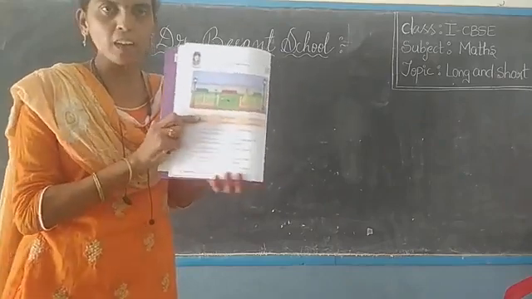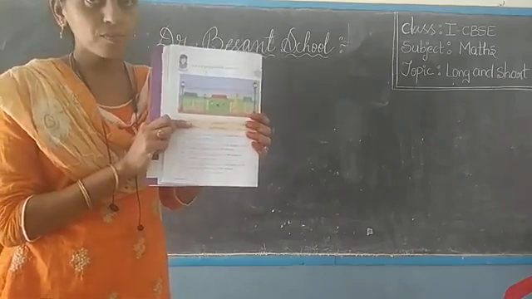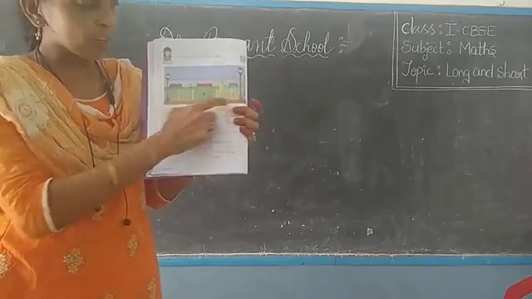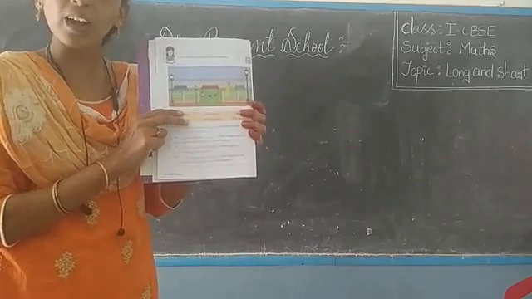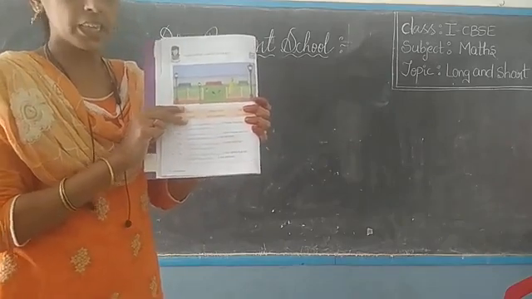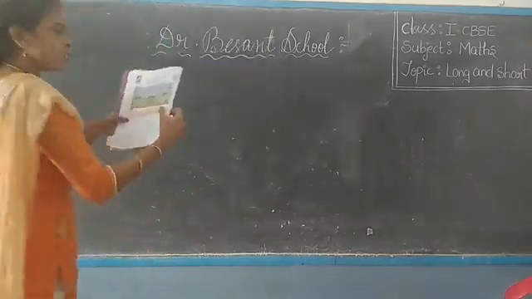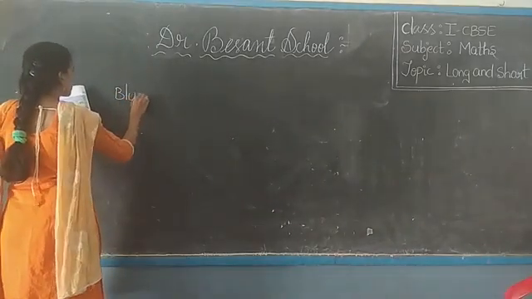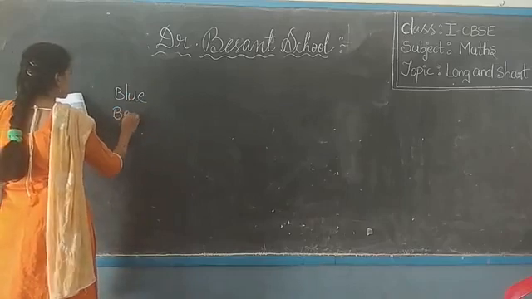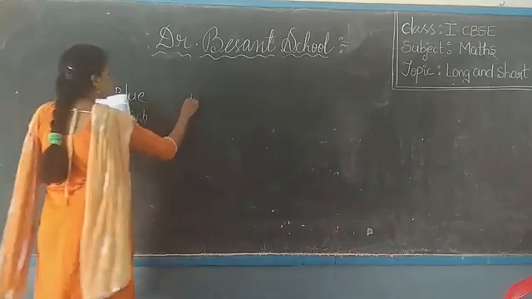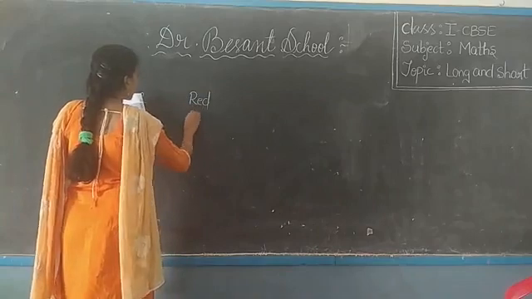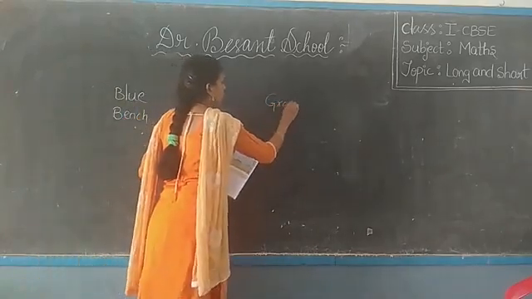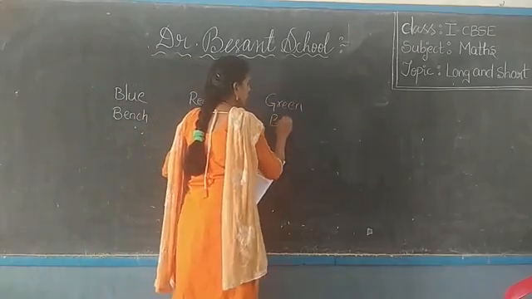So in the park, what are you observing? See and tell me. What are the objects which you are identifying? See, there are 3 benches. Have you seen? How many benches? 3 benches. First one is a blue bench, a red bench, and a green bench.